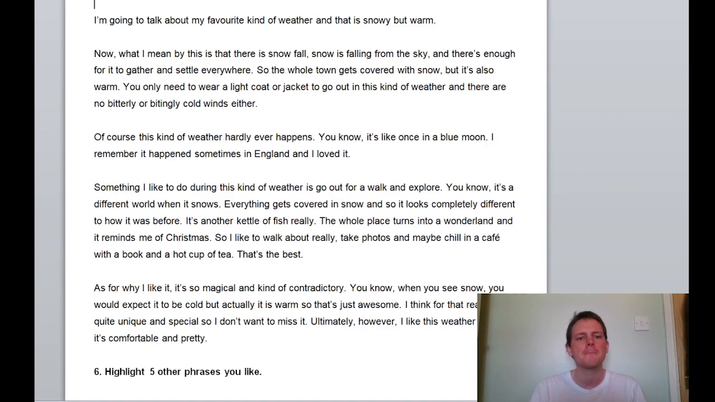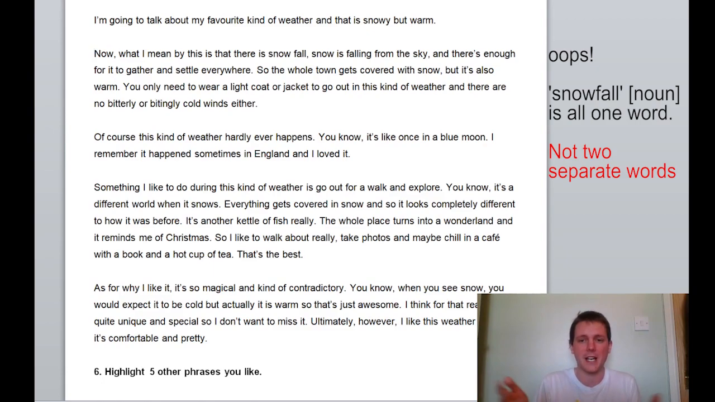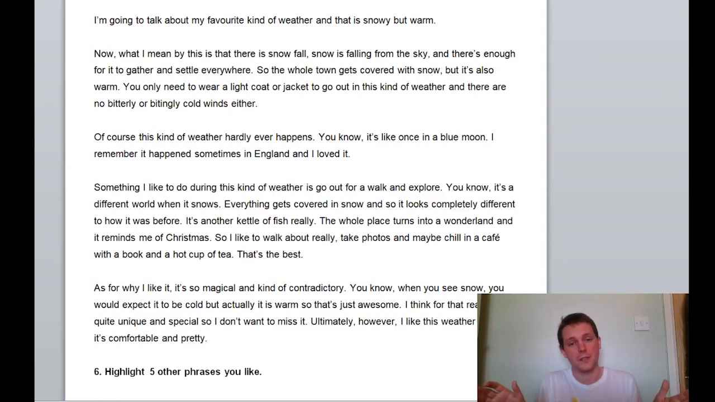Here we go. I'm going to talk about my favourite kind of weather, and that is snowy but warm. Now what I mean by this is that there is snowfall, like snow is falling from the sky, and is enough for it to gather and settle everywhere. So the whole town gets covered with snow. But it's also warm. You only need to wear a light coat or jacket to go out in this kind of weather, and there are no bitterly or bitingly cold winds either.